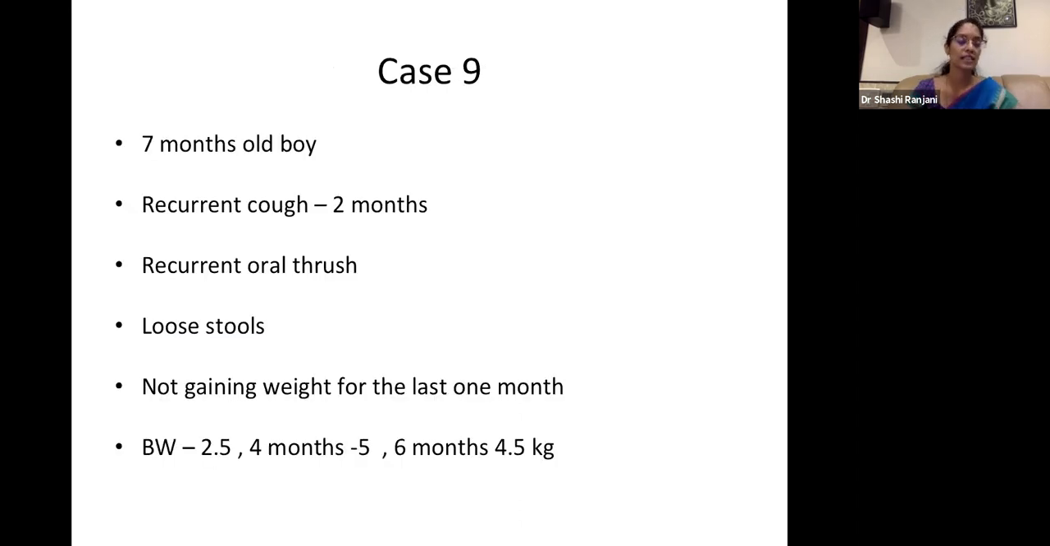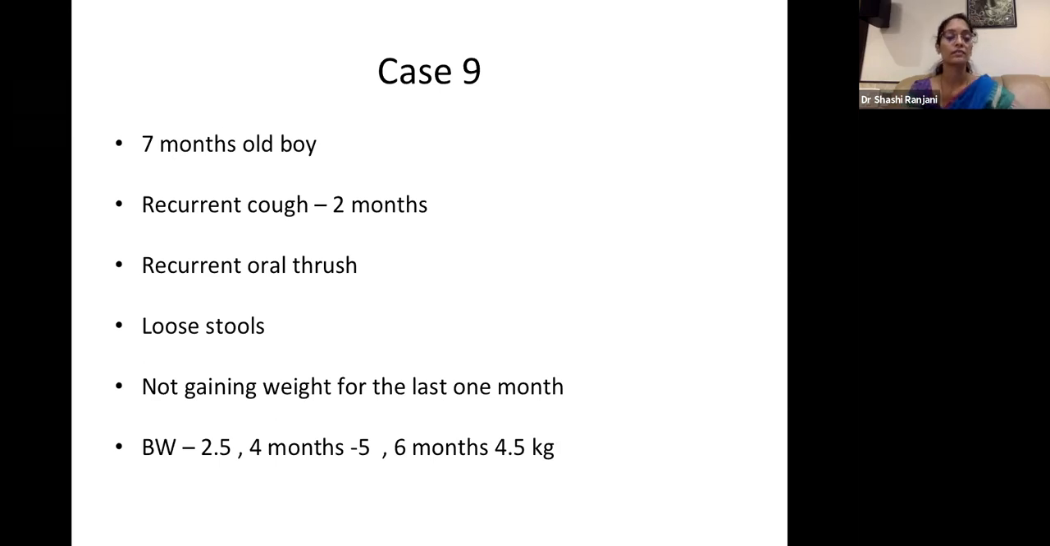So this is the next case, a 7-month-old boy who came with recurrent cough for 2 months, had recurrent oral thrush, had loose stools, and was not gaining weight for the last 1 month. He was apparently gaining weight for the first couple of months, but then the mother noticed that over the last 1 or 2 months, his weight has been static, or rather has been decreasing.